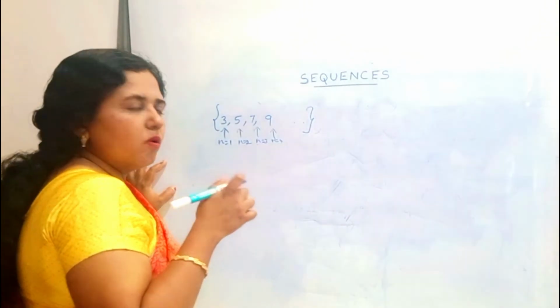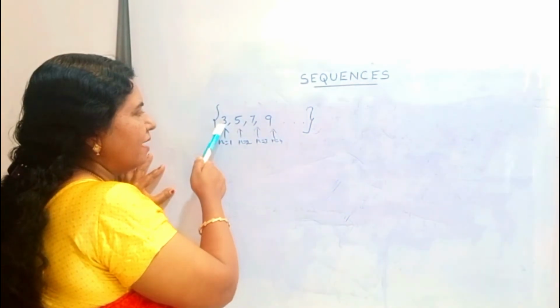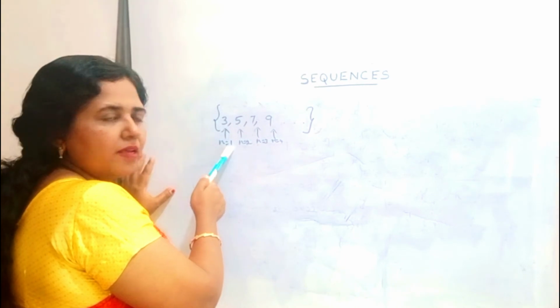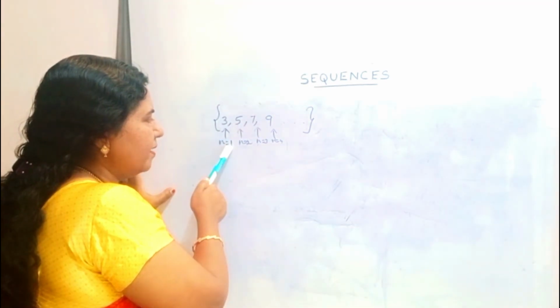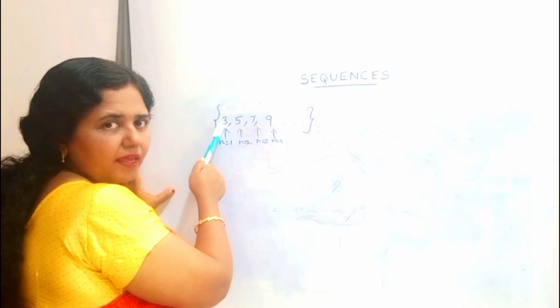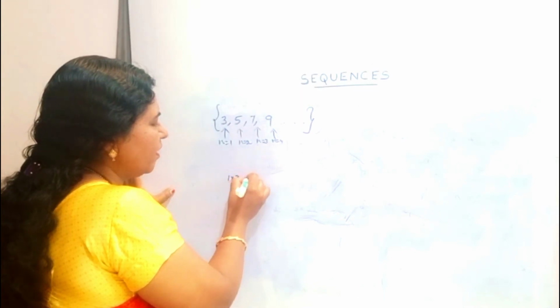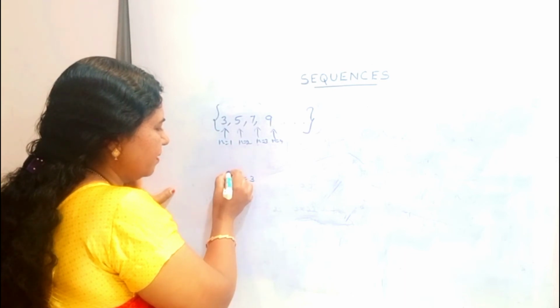Okay. So now here we have the first value as 3. Here it is n is equal to 1. So when we multiply 1 by 3, we will get 3. That is, we are multiplying 1 by 3, so we will be getting 3. That is 1, it is nothing but n.